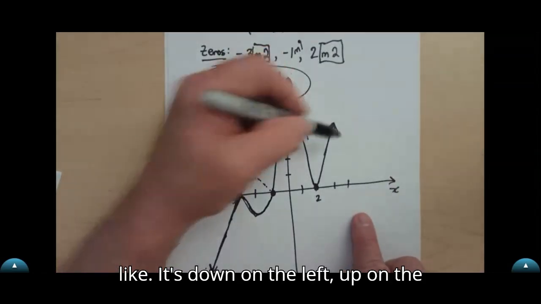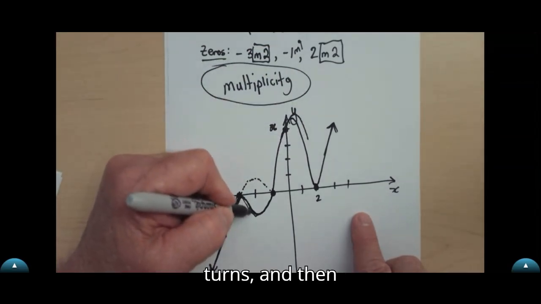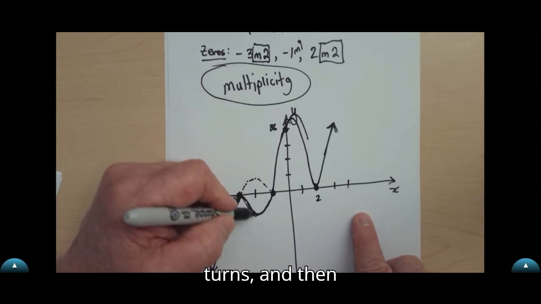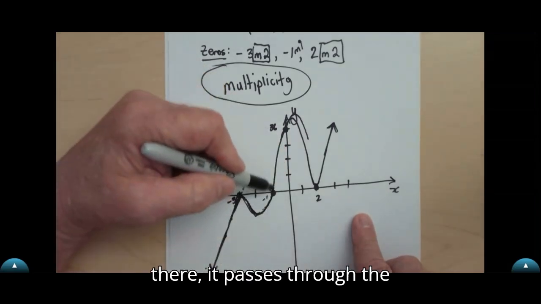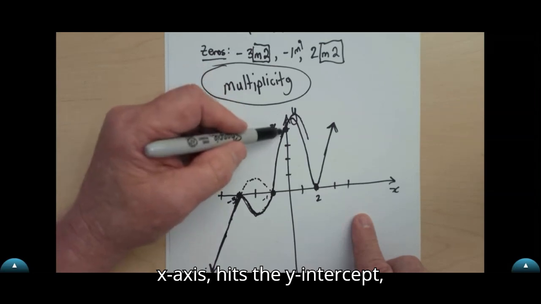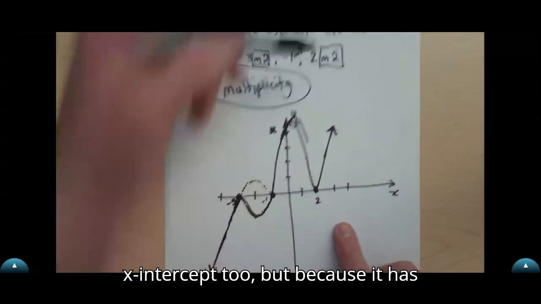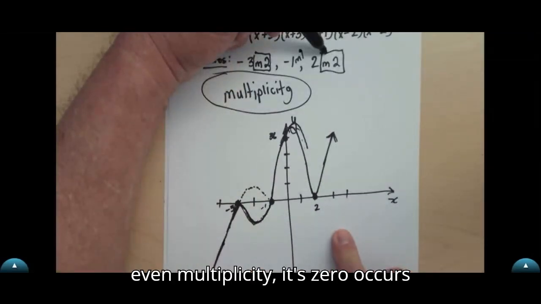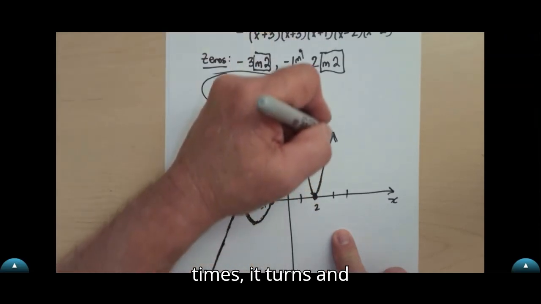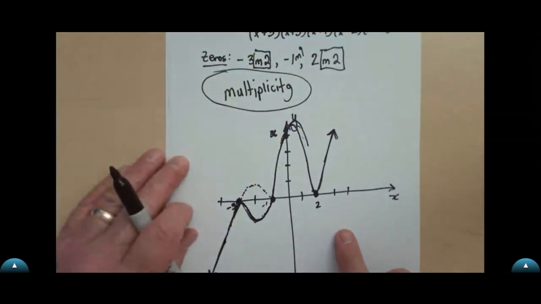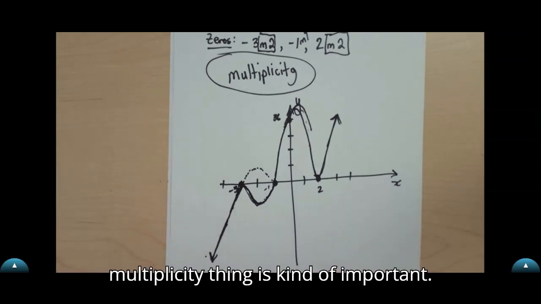It's down on the left, up on the right. It hits that x-intercept -3, turns, and then turns in time to come up and hit the x-intercept -1. But there, it passes through the x-axis, hits the y-intercept, turns, comes down and hits this x-intercept 2 too, but because it has even multiplicity, its 0 occurs exactly 2 times, an even number of times, it turns and finishes going up. Everybody see that? So the multiplicity thing is kind of important.